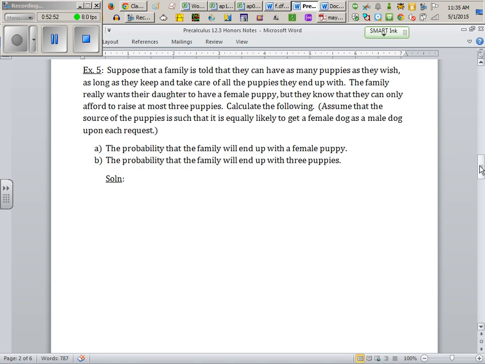This next problem is a little bit weird because I made it up. All right? Somebody recently asked me a question like this, and it took me a little while to figure out, so I thought, I'm going to present this to my class. So I did. So a family is told that they can have as many puppies as they wish, as long as they keep and take care of all the puppies they end up with. The family really wants their daughter to have a female puppy. It's probably the daughter that wants it. But they know they can only afford to raise at most 3 puppies.